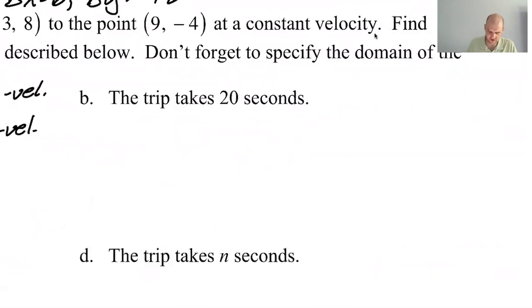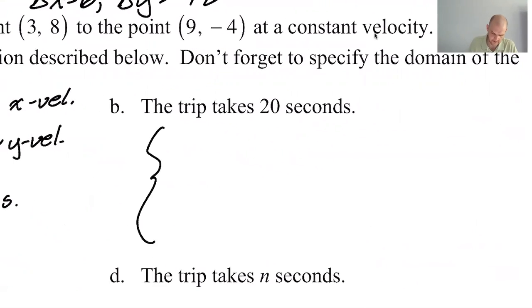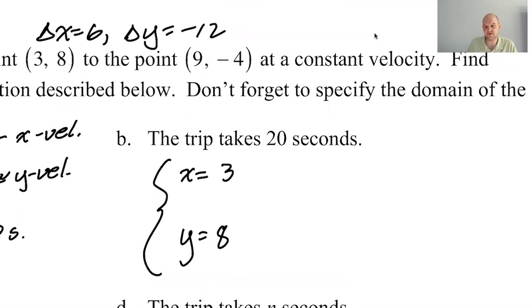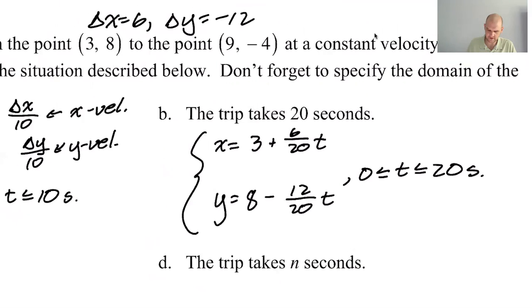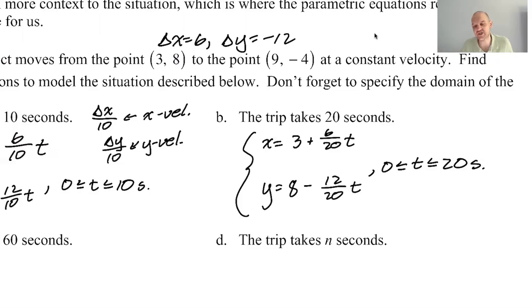Well, what if I wanted it to take 20 seconds? So really similar. You have to start at 3, 8. So delta x is 6. So I need to cover 6 units in 20 seconds at a constant rate. So I need to cover 6/20ths every second, and I'll multiply by seconds. And then here I have to cover 12 in 20, and it'll be in seconds. So this, I keep making that t first, which is annoying to me. There we go.